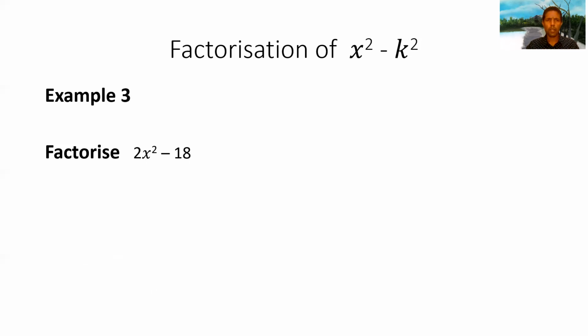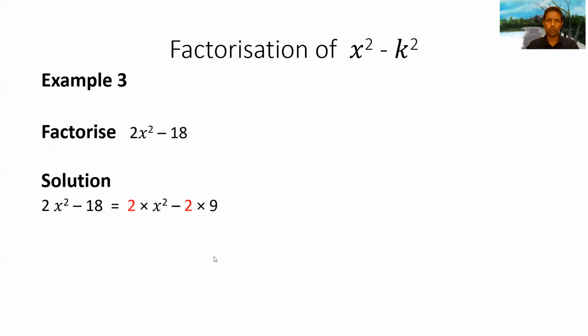Example 3, factorize 2x squared minus 18. Note here that we have a common factor of 2 in both terms. So we can write 2 times x squared minus 2 times 9. So 2 being common, we can write 2 into x squared minus 9. And this can further be written as 2 into x squared minus 3 squared, which is 2 into x plus 3 into x minus 3. So to factorize 2x squared minus 18, we have 2 into x plus 3 into x minus 3.